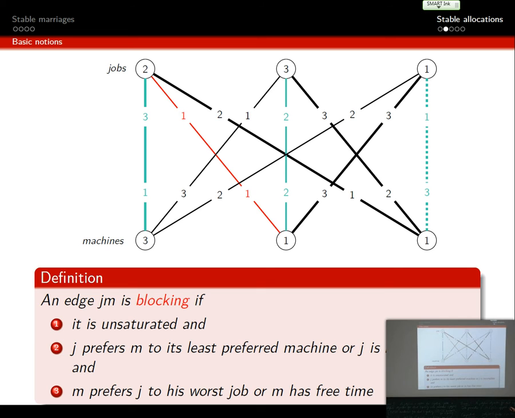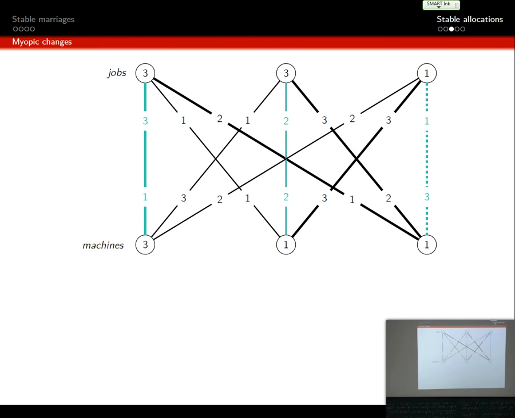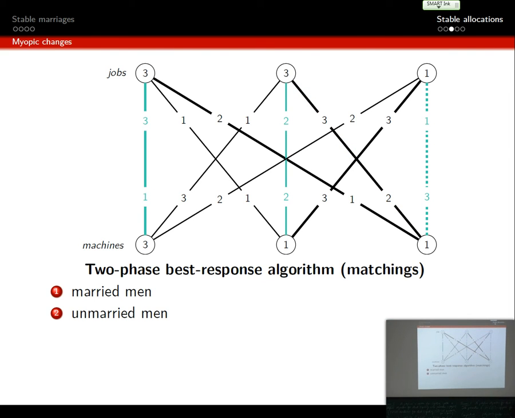So this one is a blocking edge, for example, because the job would like to switch, the machine would like to switch. This one is also, because the job has some more quota to allocate, and the machine would like to switch. Okay, so we are interested in dynamic procedures.